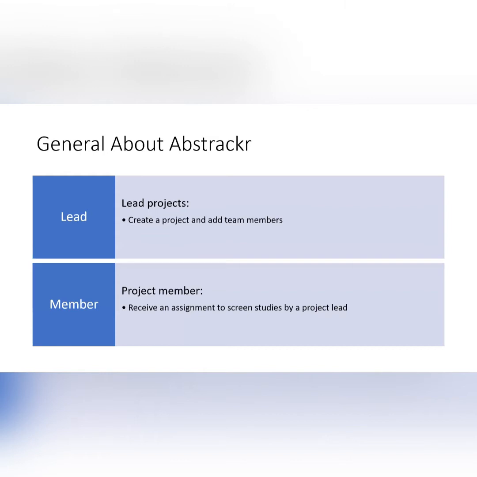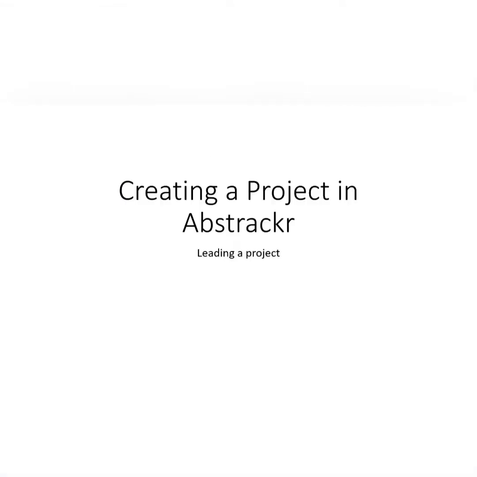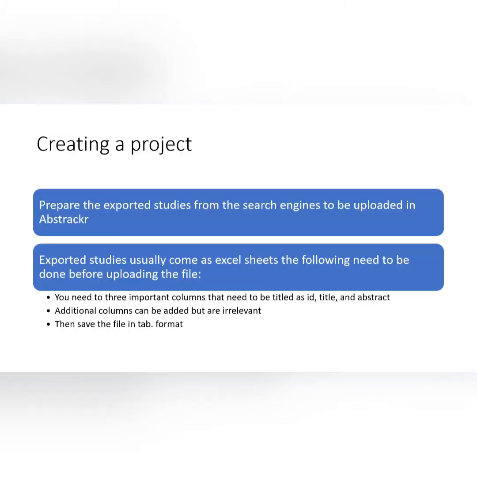So there are two main ways, I think, of using Abstrackr: either as a project lead, or as a member of a project, or of course being both a lead and a member. Leading a project, you're going to create the project, add the studies in Abstrackr, and then share it with other people so they can screen it. Or you can just be a member who receives a link or an email to start screening, but not a project lead. So we're going to start with how to create a project in Abstrackr, and how you're going to distribute it to your colleagues.